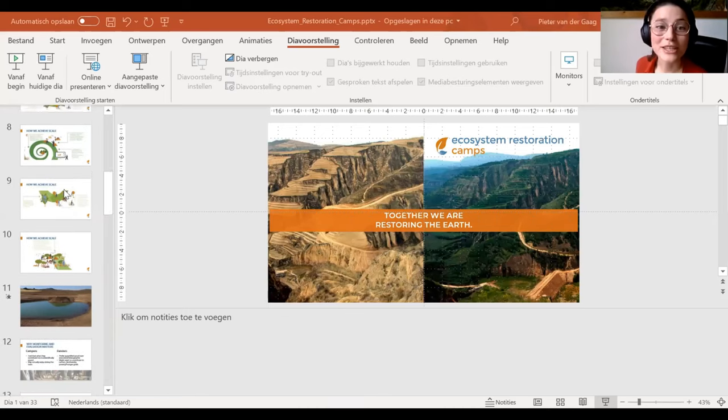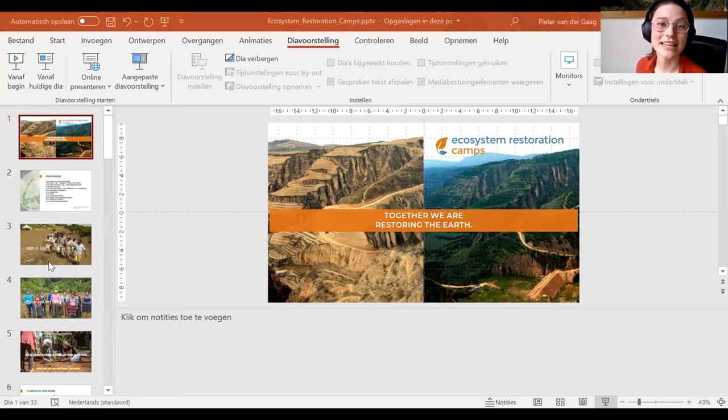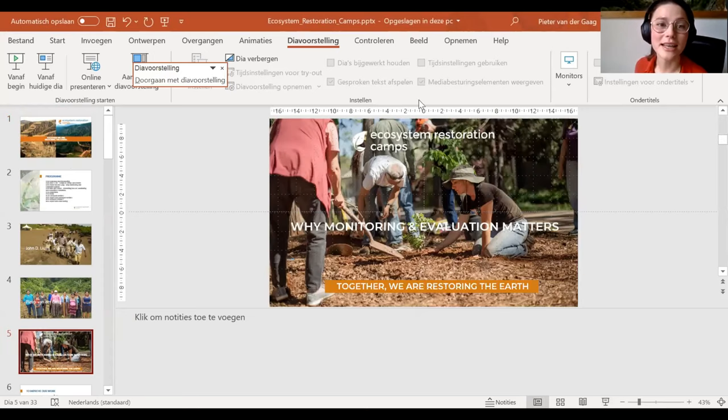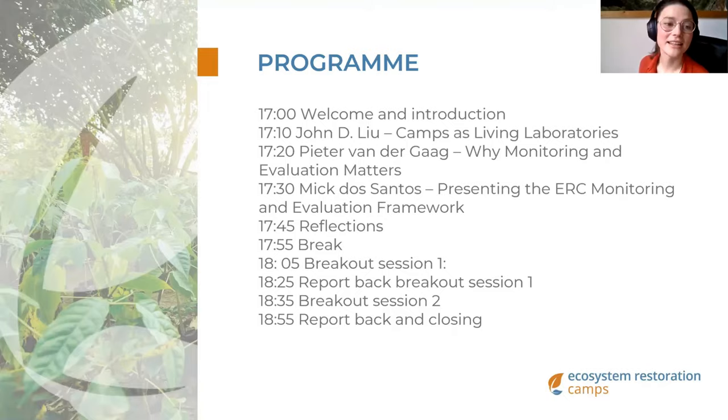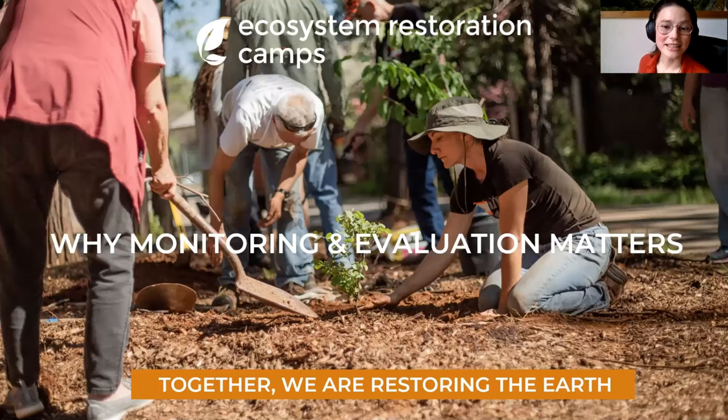Okay, so Peter now is going to talk to us about the foundation's perspective on monitoring and evaluation. And let me scroll back to where we are. So Peter is the executive director of Ecosystem Restoration Camps, and he spent the last 30 years in both the NGO and the corporate community, focusing on achieving sustainability at IUCN, in banking, and at the Natural Capital Coalition. And so he's going to talk now about how the foundation is currently helping the camp movement to monitor and evaluate their work. Take it away, Peter.